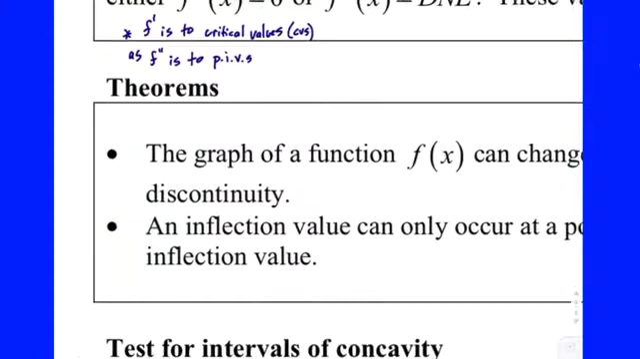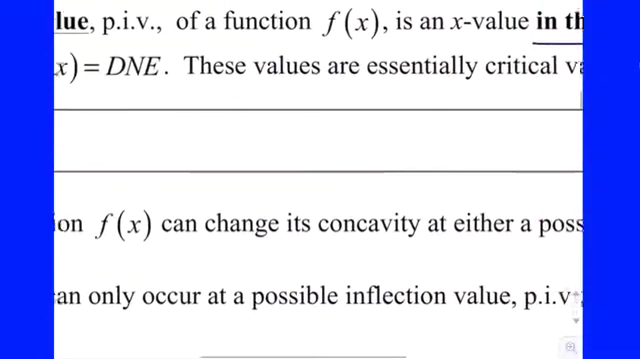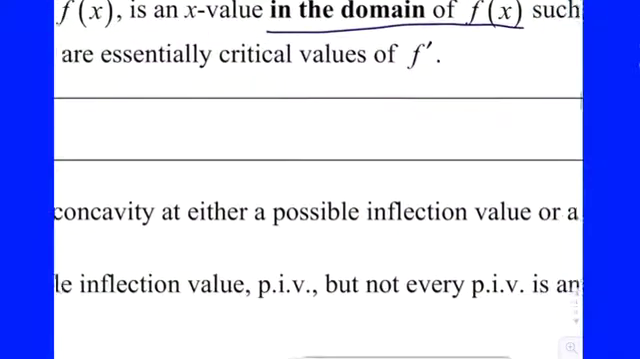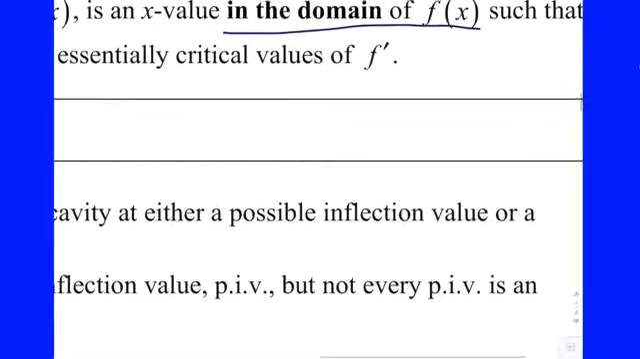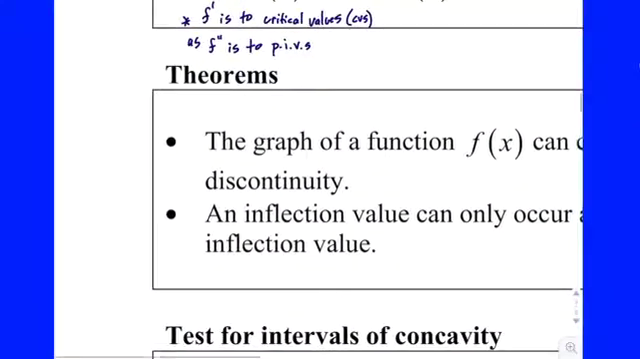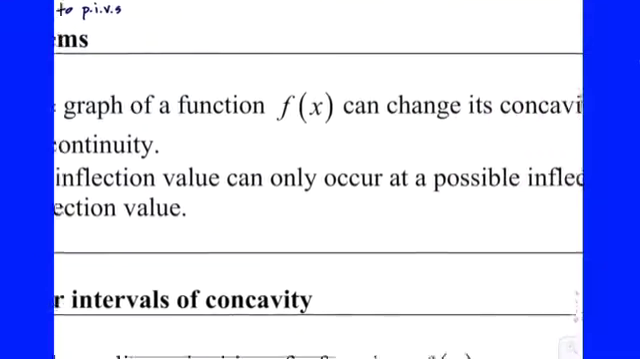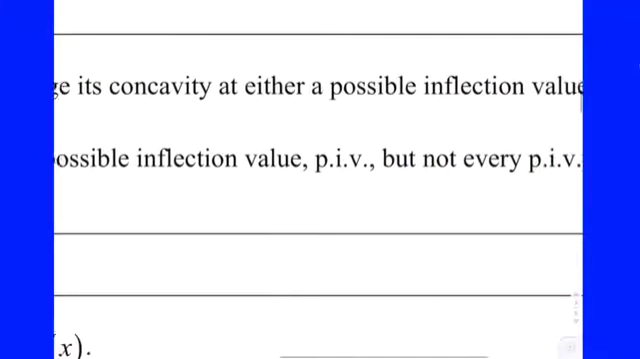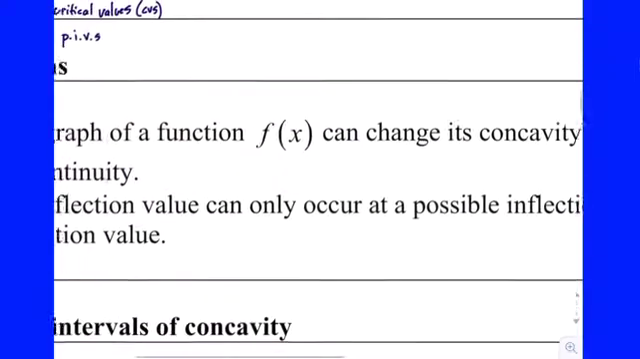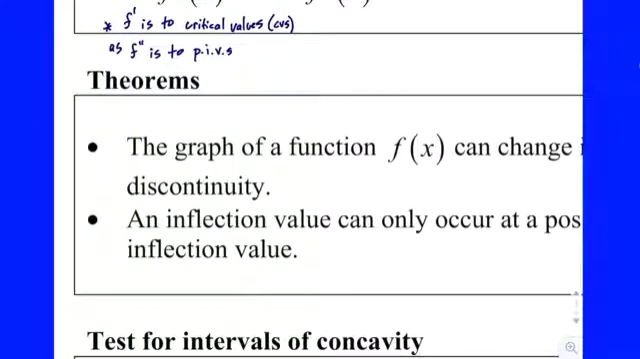Okay. So here's the theorem. First of all, the graph of a function can only change its concavity at a PIV, that is a value in the domain where the second derivative is 0 and defined, or at a discontinuity, right? We just saw that. An inflection value then can only occur at a PIV, not at a vertical asymptote. But not every PIV, of course, as we just saw, is an inflection value.